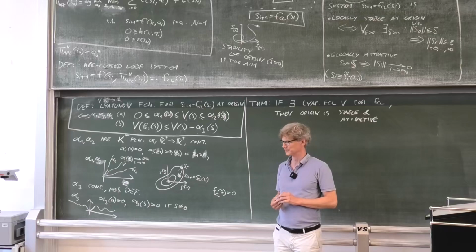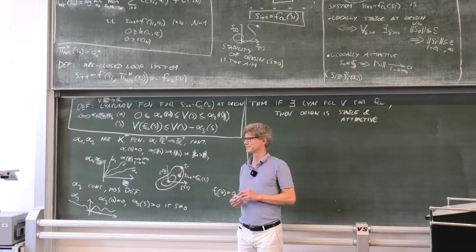So there's a question from the chat. What happens if the origin is not stable and attractive?